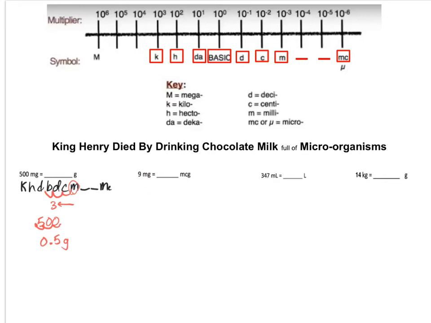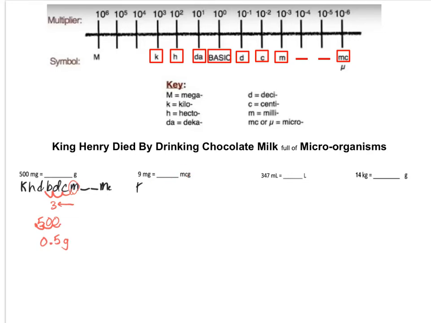Before I get started, I'm going to think, if I'm going from milligrams to micrograms, should my value be larger or smaller when I'm done with my conversion? Micrograms are a lot smaller than milligrams. So I know when I'm done, I should have a larger number here because it takes a lot of micrograms to make up 9 milligrams.